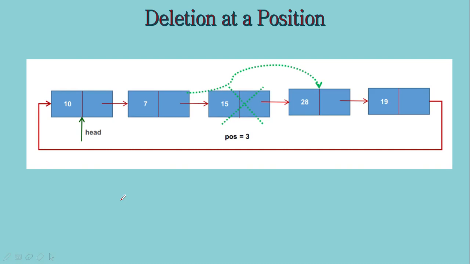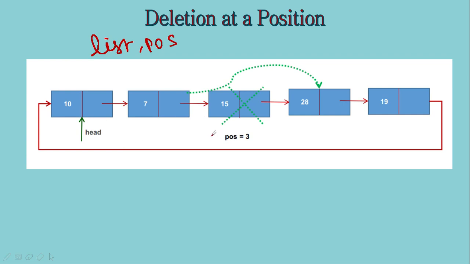Hi, in this video let us discuss deleting at a given position in a circular linked list and its implementation in C++. The input for this particular operation is the list and the position where we are going to delete. Let us consider a circular linked list with 5 nodes and let the position of deletion be 3. How we will work, we will discuss.